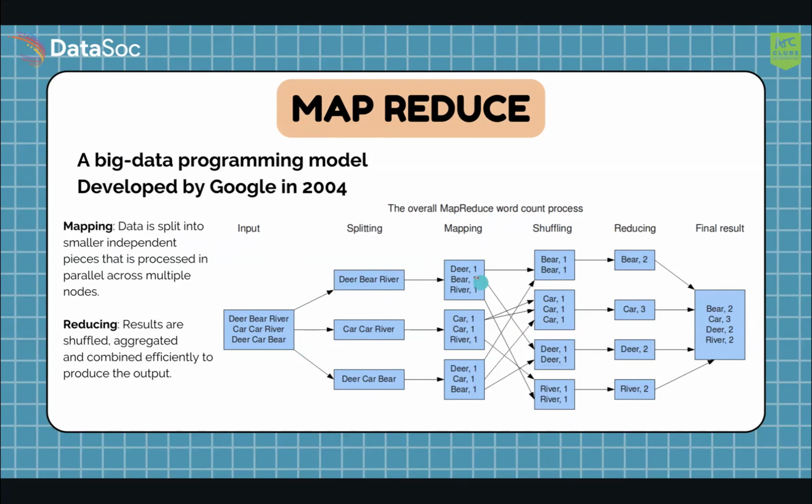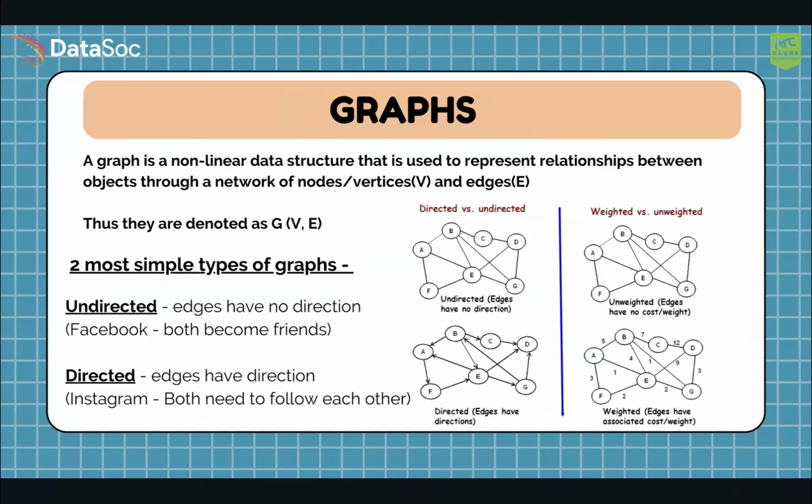Then it'll map each of those, so there's one value for each of those. It'll shuffle all of those together to combine similar ones and then finally reduce them. So there's two bears, three cars, two deers, two rivers. And finally it combines it back to give you your final result. So MapReduce is really efficient and completely changed the scope of big data when it came out.